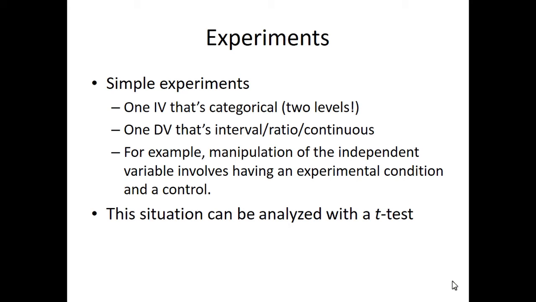So the most experimental of things would be an IV that's manipulated with an experimental control condition. That would be very traditional experimental methods. And we can analyze those with t-tests. So hopefully t-tests kind of get your feet wet for ANOVAs. And we're going to talk a lot about what the formulas mean today, too.